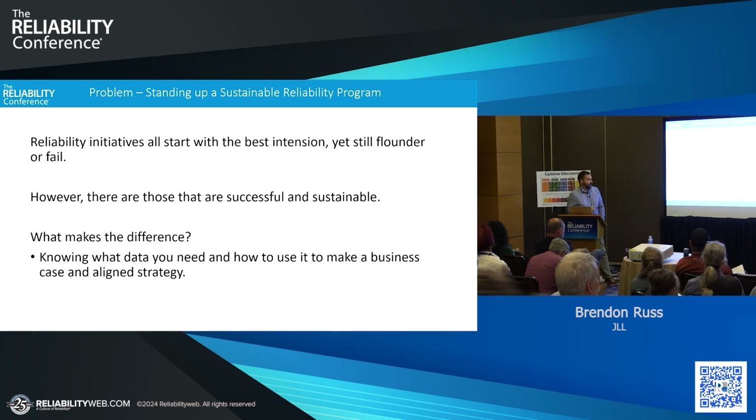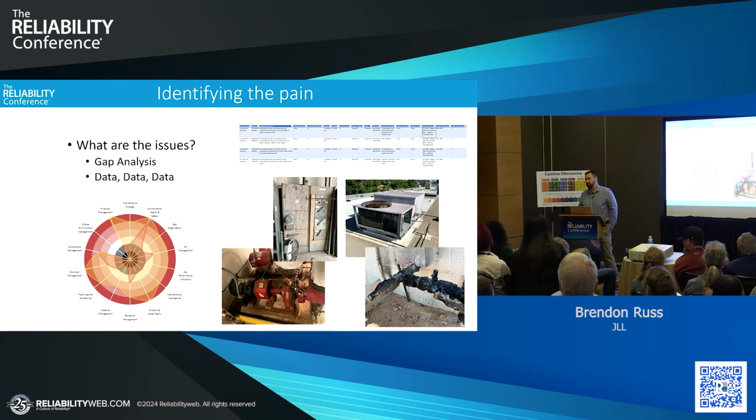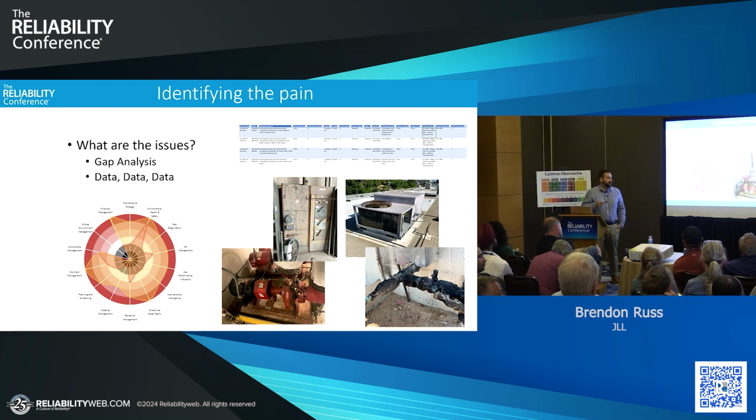You need to know how to make a business case and how to get an aligned strategy. We have to know what the problems are. Now, most people in their facilities know what these problems are. What you need to do is get the data. You have to define data. And more importantly, not having data is data. That's one thing we have to make clear. If you're unable to get the data today to prove this, that's still important information. We can't even tell you how bad the problem is.